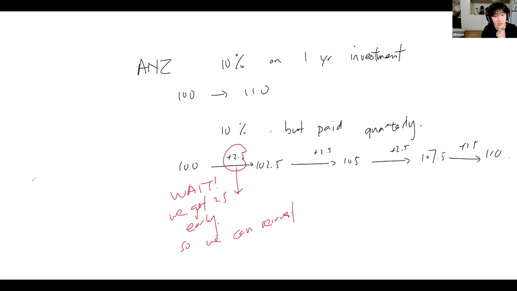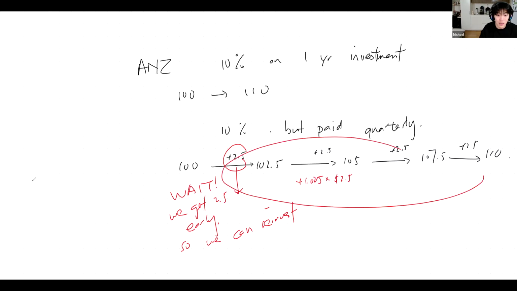So the next time it will not just be plus 2.5. It will be plus 2.5 and plus, what is the interest rate? 2.5%, right? 1.025 times the $2.5 we're having right now. So you'll be having a little bit extra, right? Then in that case, we wouldn't want to calculate by adding. We want to calculate by multiplying.